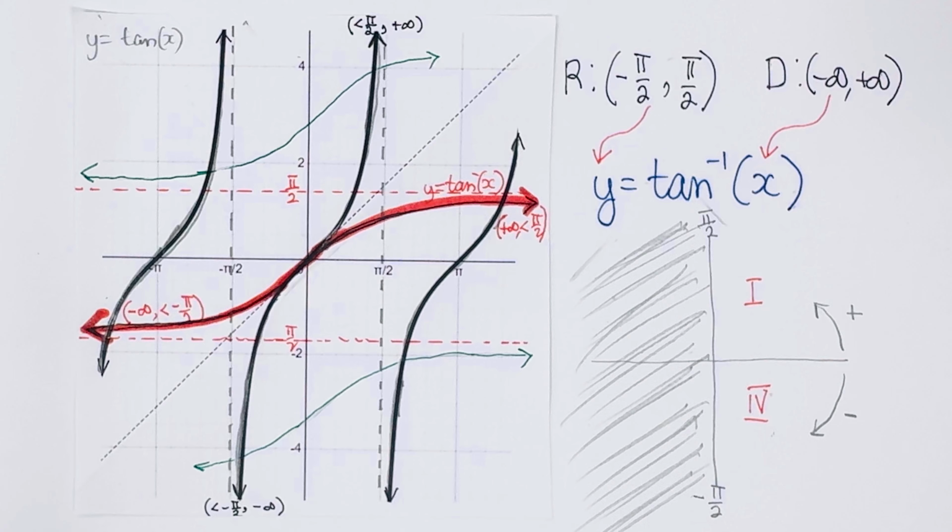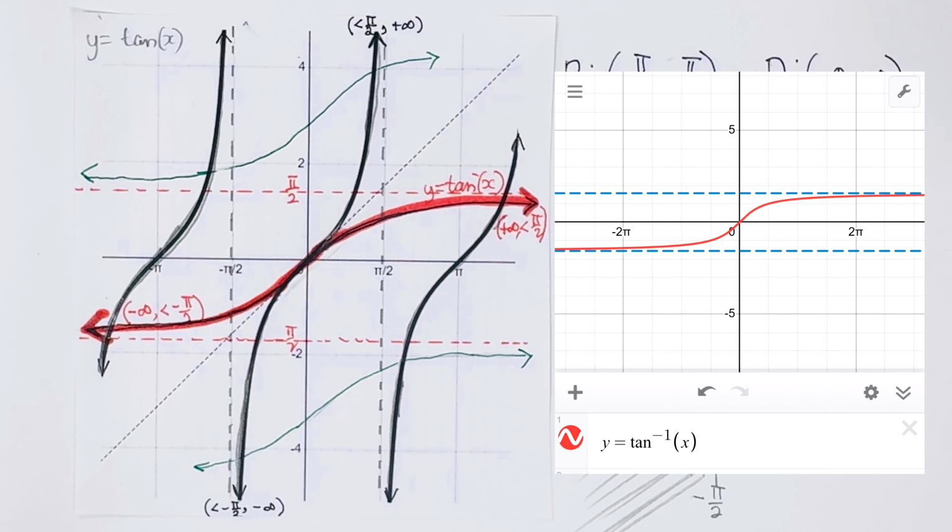Now let's look at the graph of inverse tangent of x using Desmos. If you notice, the graph that we have on the paper pencil version matches up with the graph that we have on Desmos. So that is how we sketch the graph of inverse tangent of x, or arctangent of x.